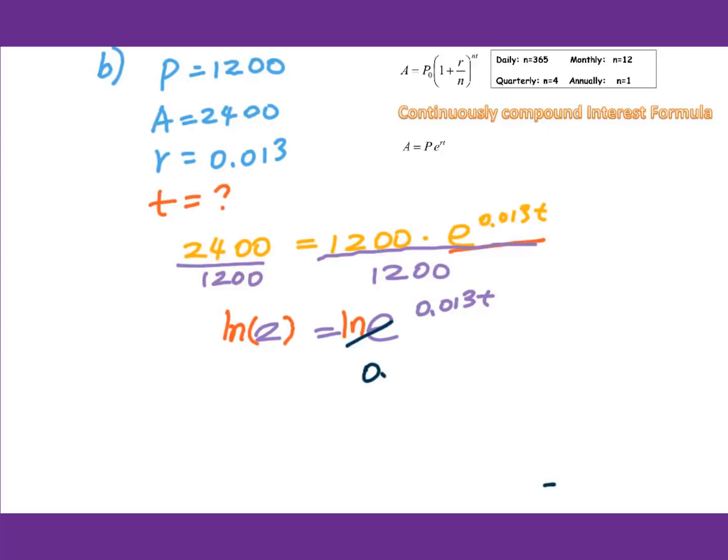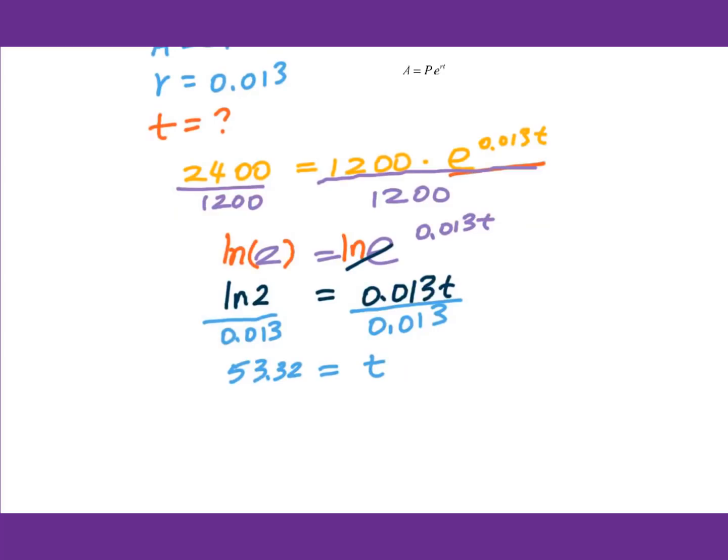You will get 0.013t equals natural log of 2. Then we divide by 0.013 on both sides. You will get t equals... So you have to wait 53.32 years. Or you could say 54 years to make your principal double.